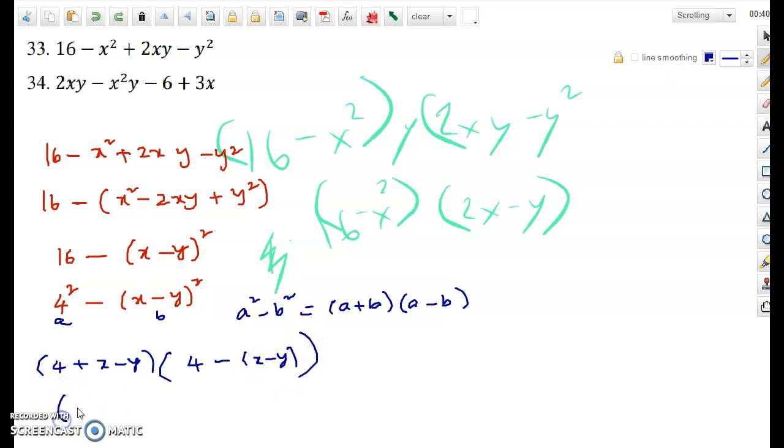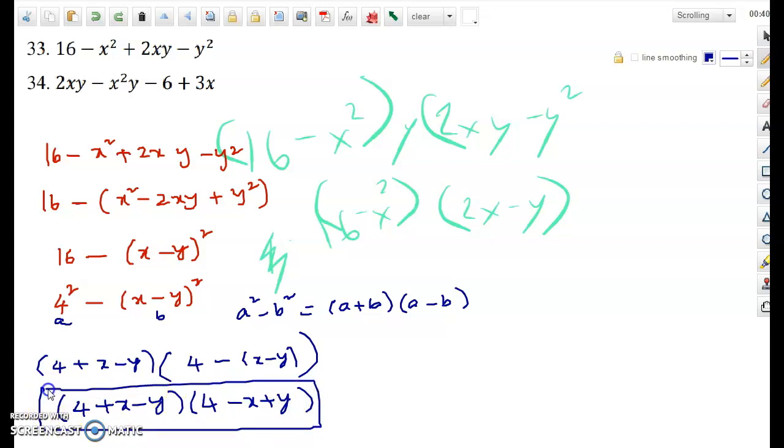So I can write that final answer. These are the factors for that question. These are a little complicated questions, but once you understand the factors and rules, then it makes more sense.